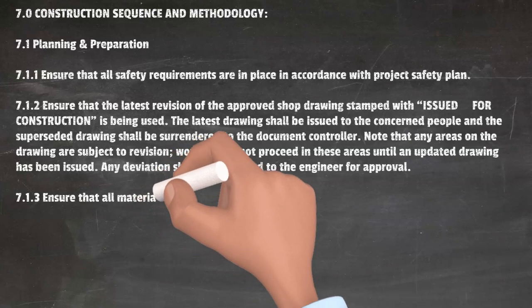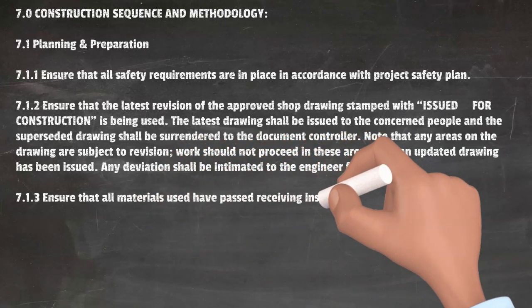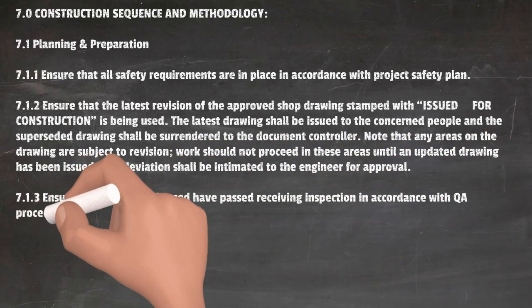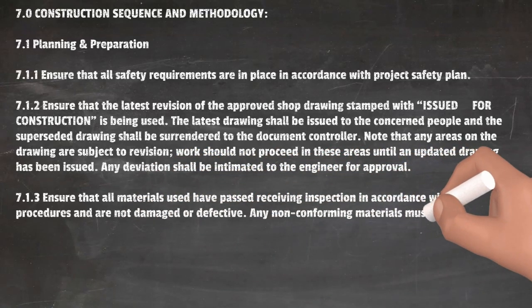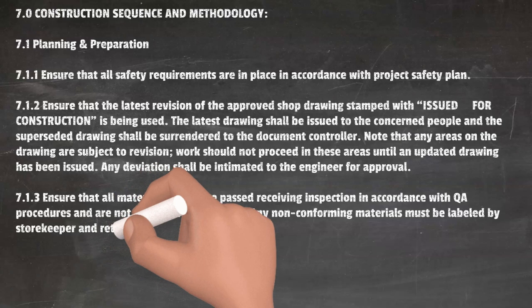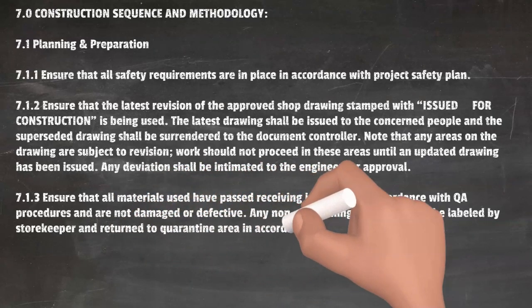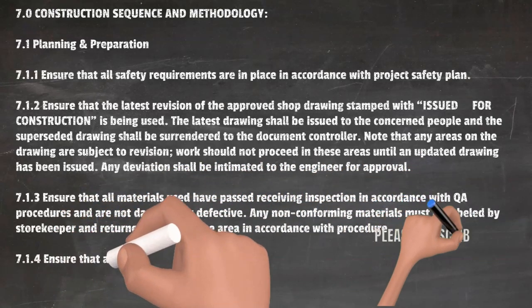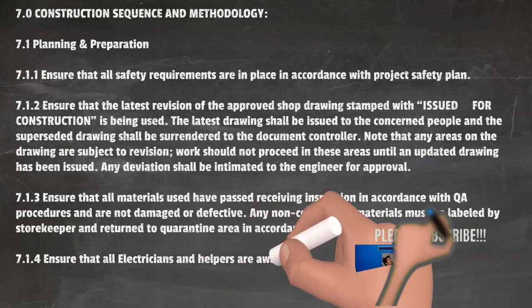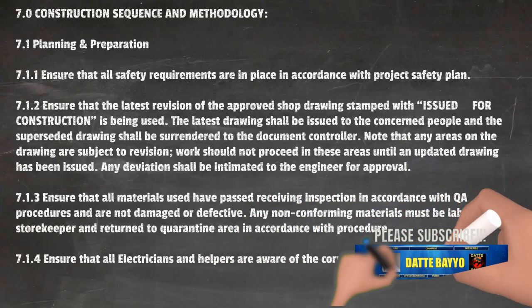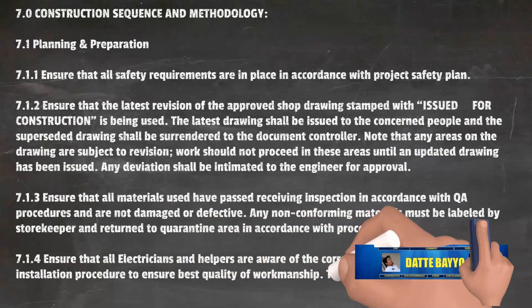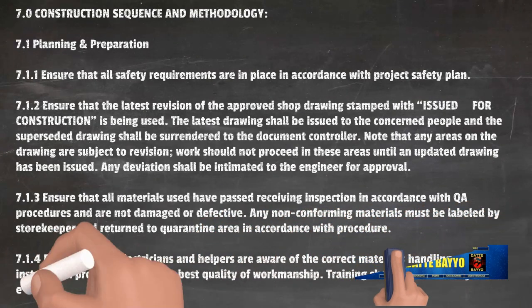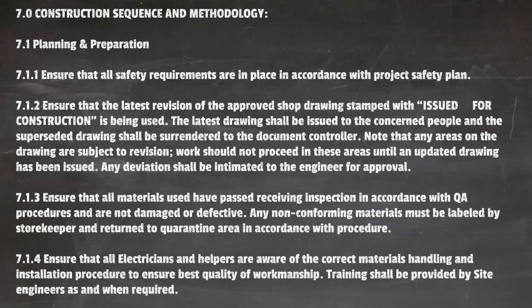Ensure that all materials used have passed receiving inspection in accordance with QA procedures and are not damaged or defective. Any non-conforming materials must be labeled by storekeeper and returned to quarantine area in accordance with procedure. Ensure that all electricians and helpers are aware of the correct materials handling and installation procedure to ensure best quality of workmanship. Training shall be provided by site engineers as and when required.